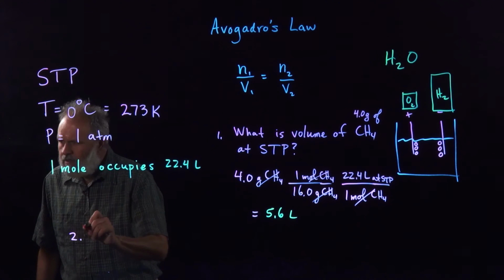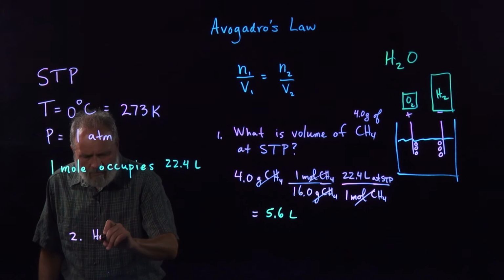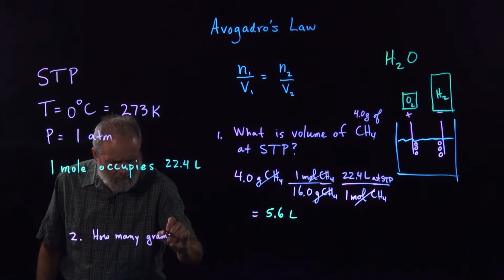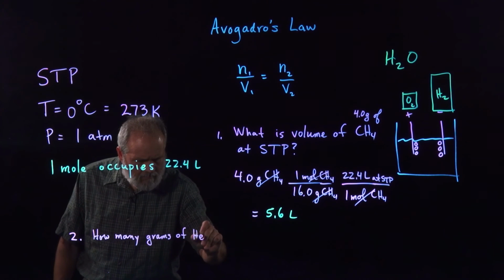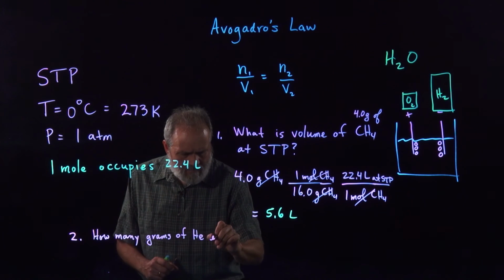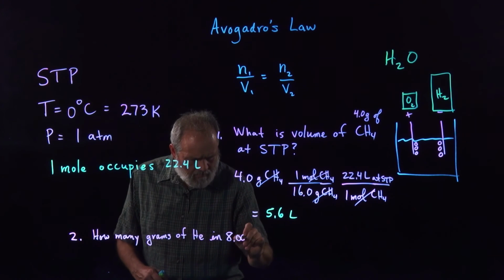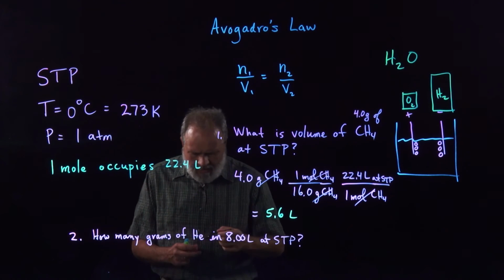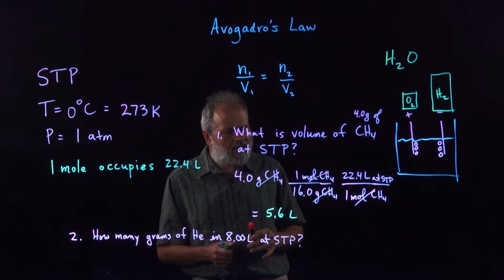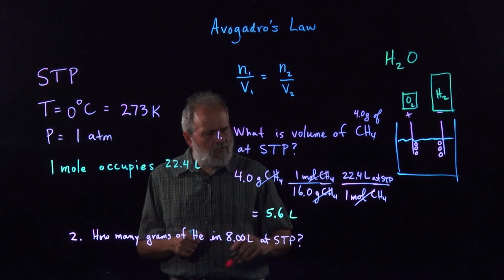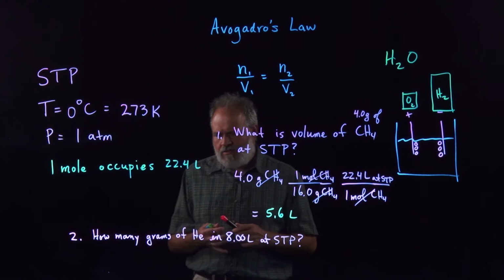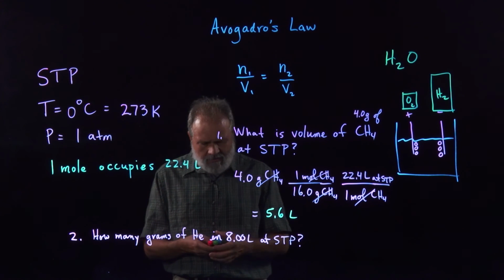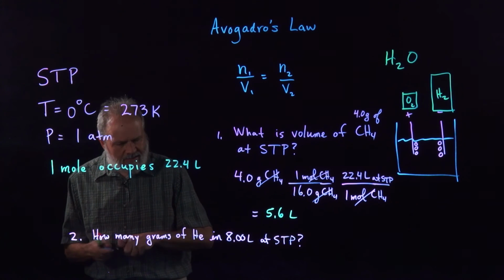Okay, so how many grams of helium are in 8 liters at STP? Okay, and well, we can kind of do some of it in our head. So 8 liters is about 1/3 of 22.4, and so 1/3 of a mole of helium. Helium weighs about 4, so we're going to guess about 4/3, or 1.33. So now we're just actually going to calculate it.